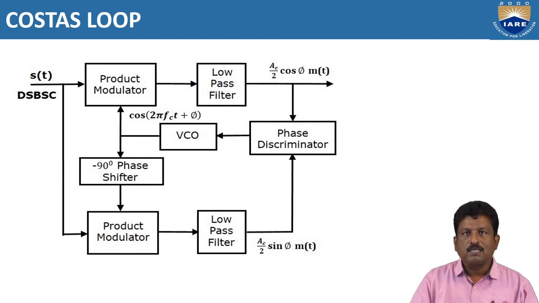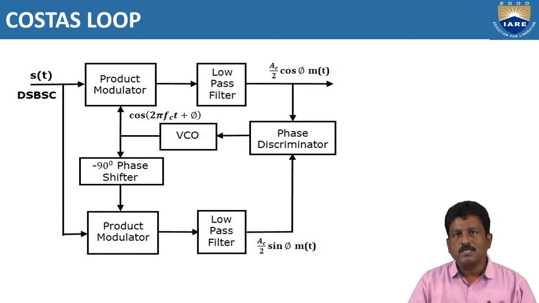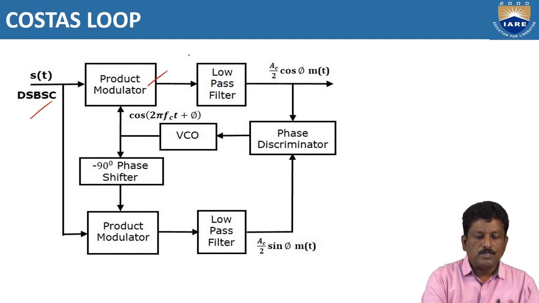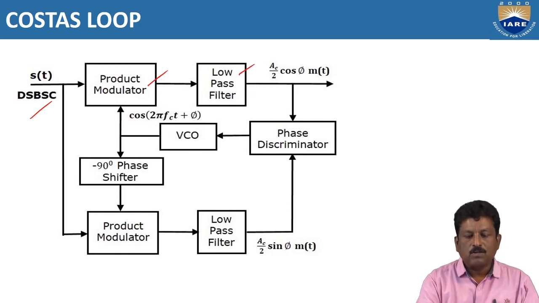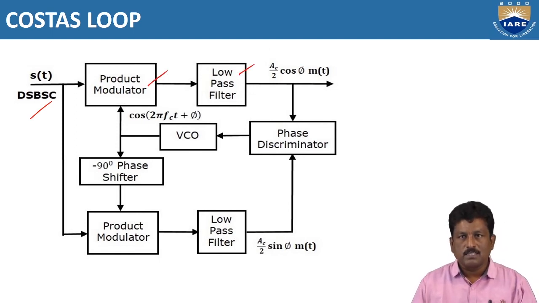You can see the coherent detector is a combination of the standard received input signal, that is the DSB-SC wave s(t), a product modulator, a low pass filter, and a local oscillator. These are the coherent detector components. You can see the diagram.